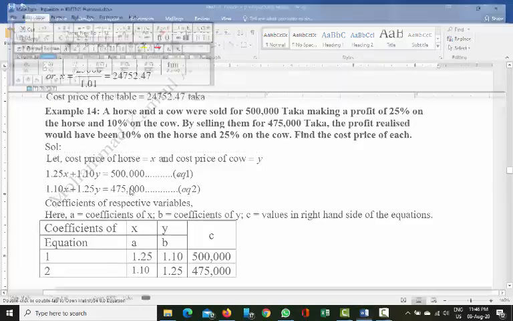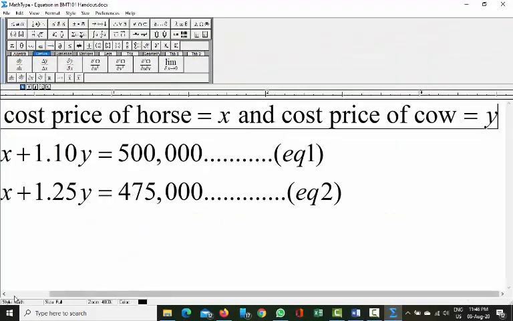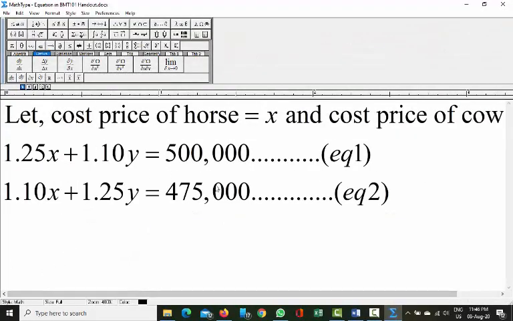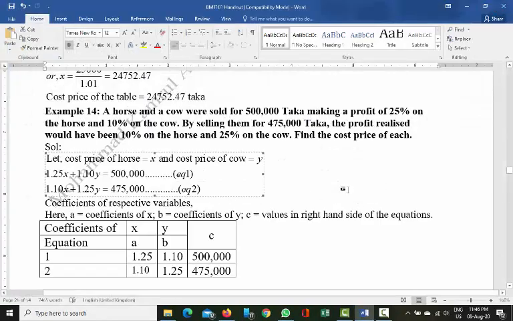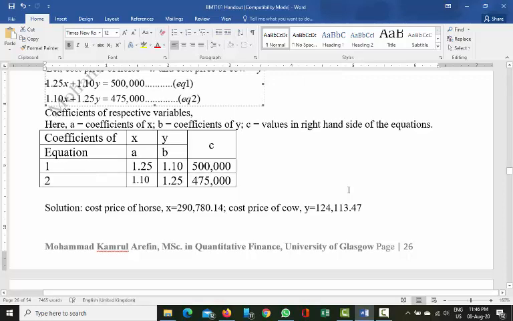So this is the equation we got. We know how to solve this equation using a calculator. You can solve it using a calculator, and you will see the value of X, which is the cost price of the horse, and the value of Y, which is the cost price of the cow. That will be the end of the equation chapter.